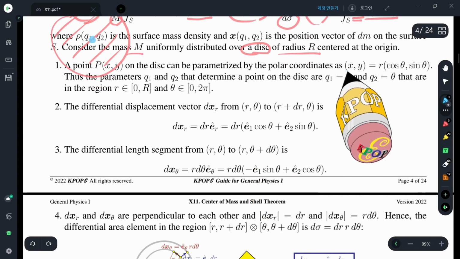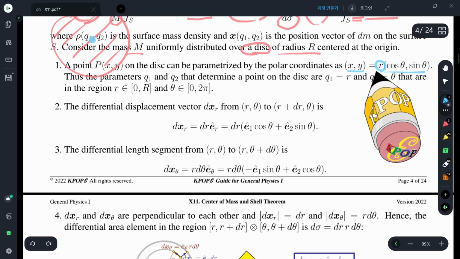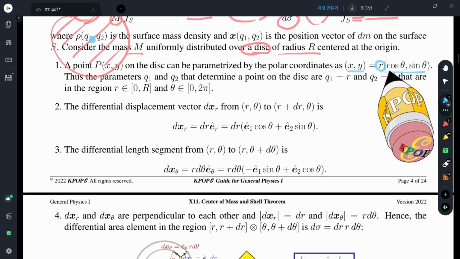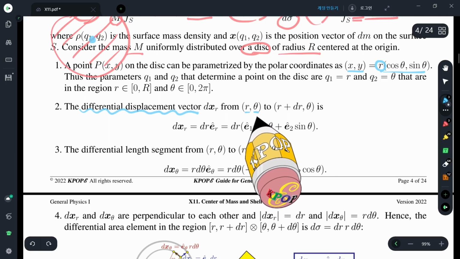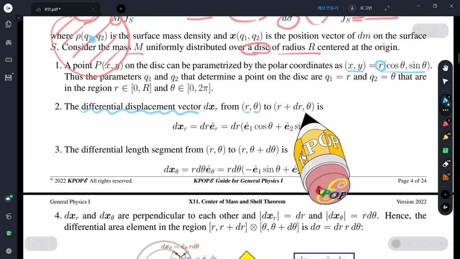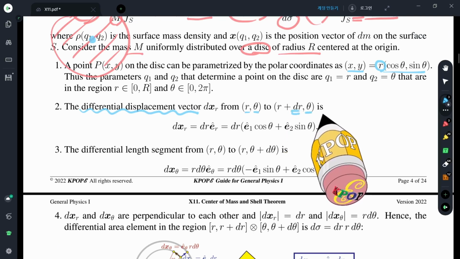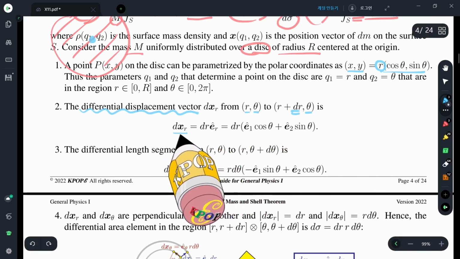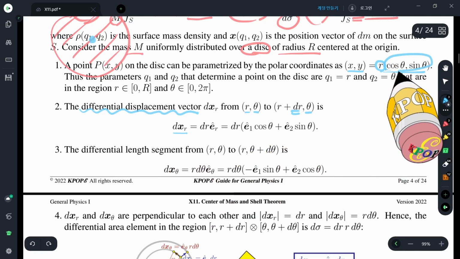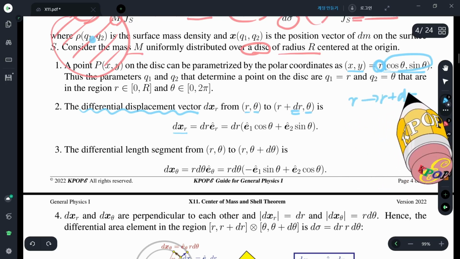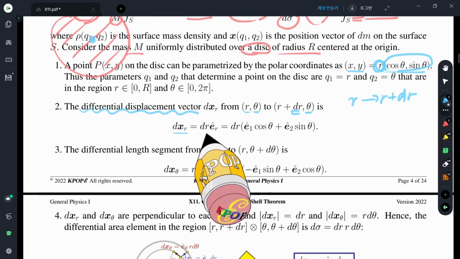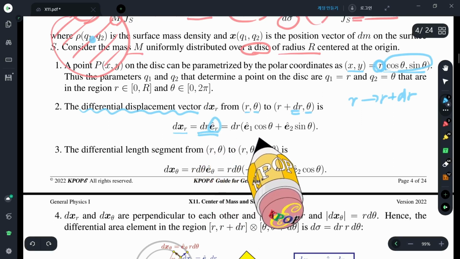Again, we use the same coordinates as in the previous calculation for the circular distribution. We had a fixed radius. However, in this case, we vary the radius. The differential displacement vector along the radial direction: among the two polar coordinates, we keep the angle but vary the radius only. So the displacement along the radial direction is this, where the angle is fixed and only r is varied from r to r plus dr, keeping the unit radial vector the same.